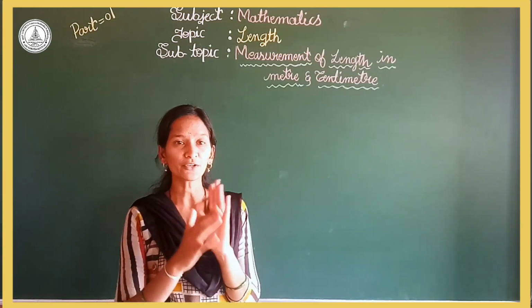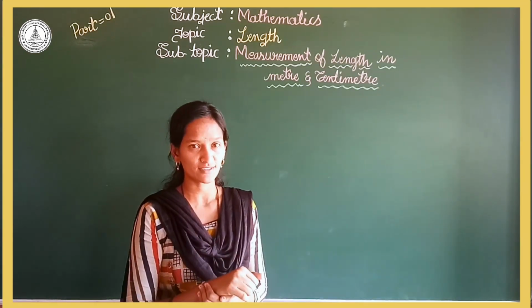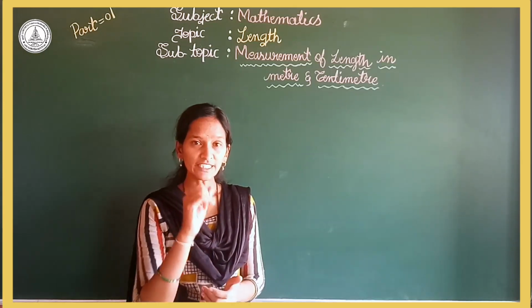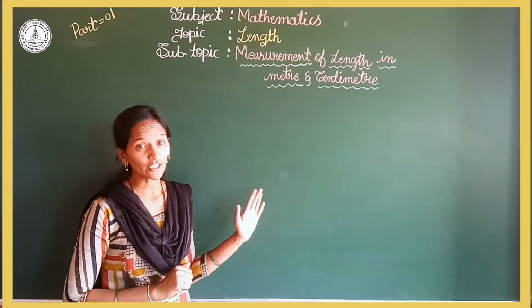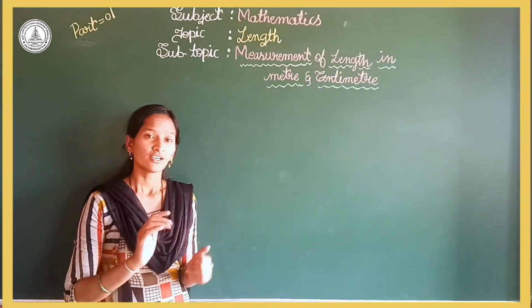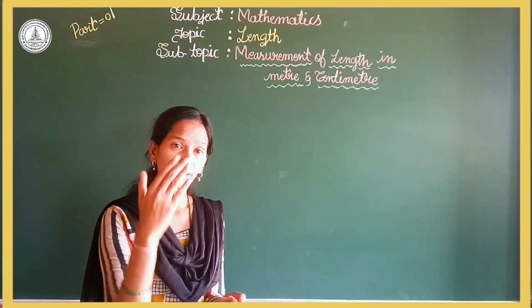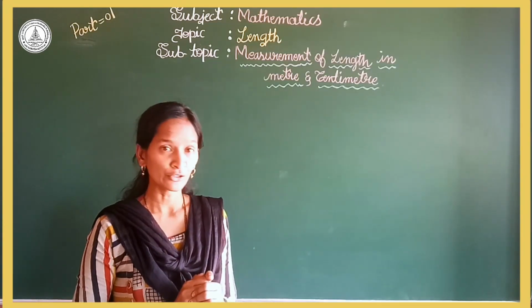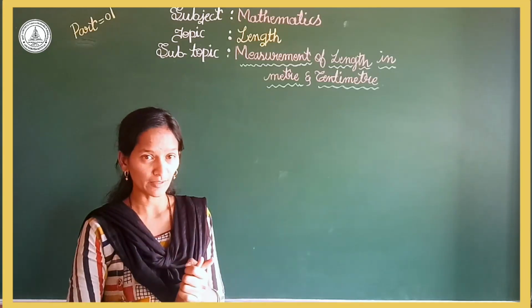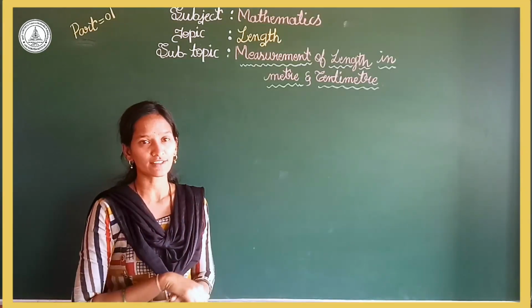So now you have to compare your palm size with your parent's palm size. Are they equal in size? No, right? They are not equal. So all of you compare your forearm with your parent's forearm. Are they equal? No, right? They are not equal. Now you have to compare your foot size with your parent's foot size.